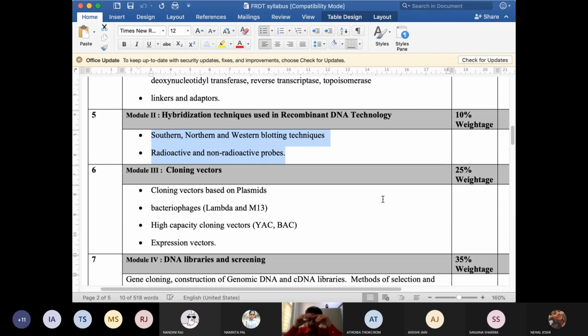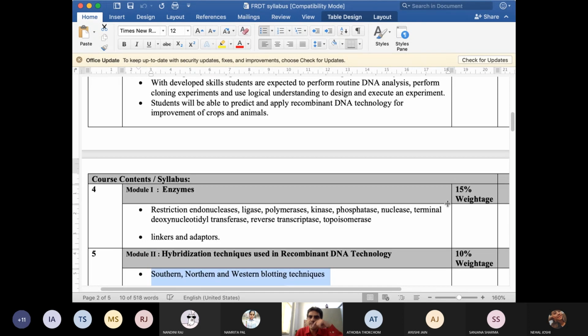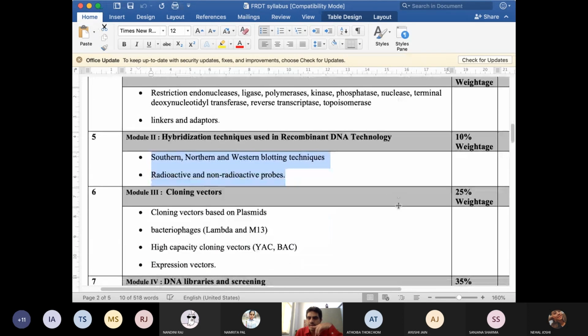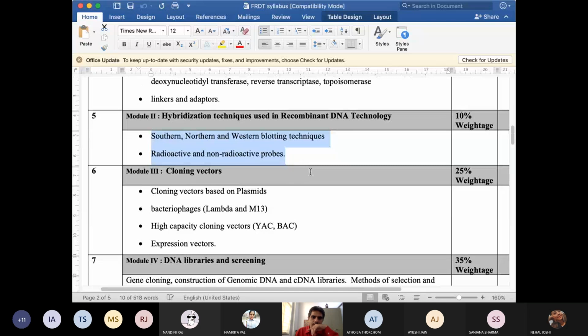So again, the weightage of this module is going to be 10%. 10% means out of your 28 sessions, three sessions we are going to dedicate to this module number 2. We will try to finish this module in our 3 classes, as it is not a very large module. It's very small. Mainly 3 topics are there.